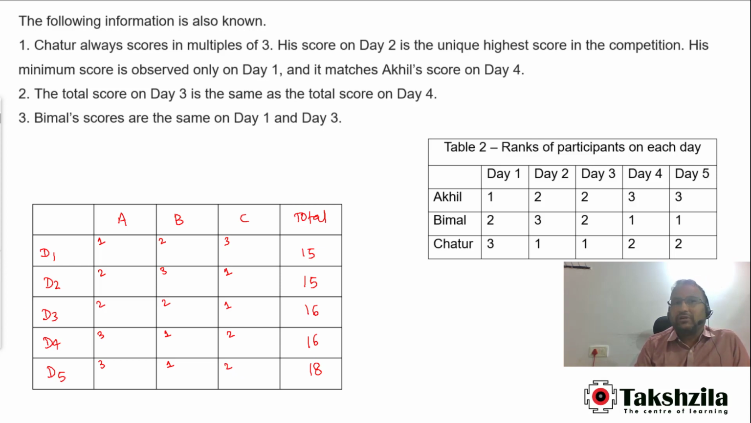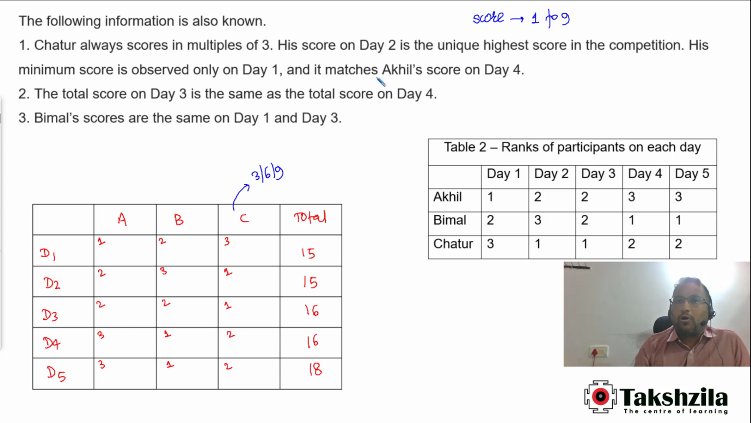After this, the first statement says that Chatur always scores in a multiple of 3. So over here the numbers are going to be either 3 or 6 or 9. The score is going to be 1 to 9, and the score of Chatur on each day is going to be a multiple of 3, that can be either 3 or 6 or 9.